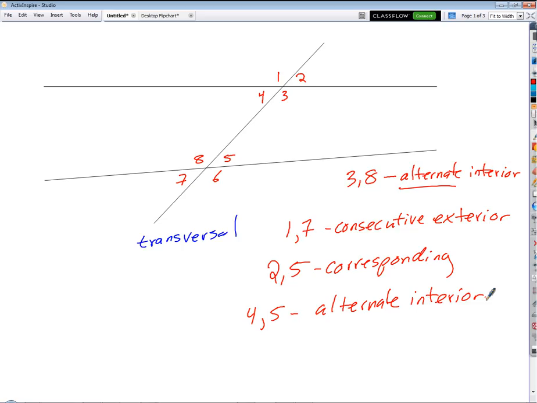I lied, let's do one more. How about 3 and 5? 3 and 5. What do you think? Abby, what would 3 and 5 be? They're interior. They're interior, good. Oh, Sean's got this one now, what? Consecutive. Consecutive, good. So together that's it, right? Interior. Consecutive because they're on the same side, interior because they're inside. Okay, make sense? Okay. All right.